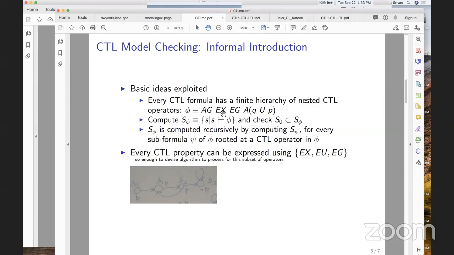First it starts with the whole formula. It computes the set of all states satisfying the entire formula, and then it checks if all the initial states are included in that. And the set S of phi itself is computed recursively by computing S of psi for every subformula psi of phi rooted at a CTL operator nested in phi.